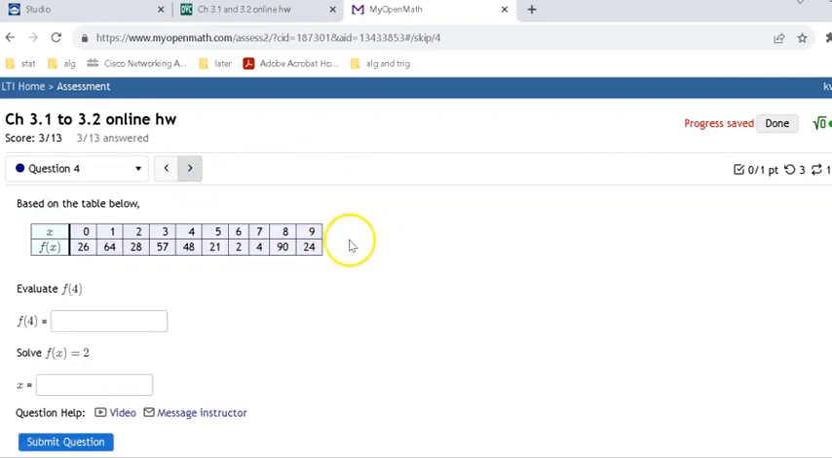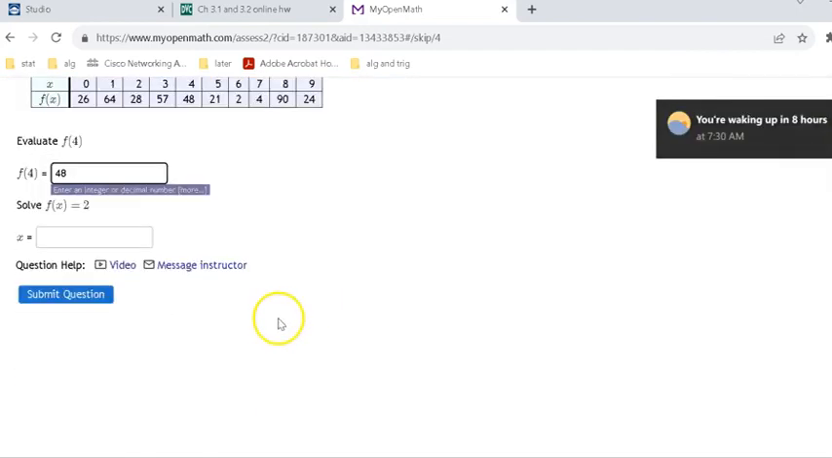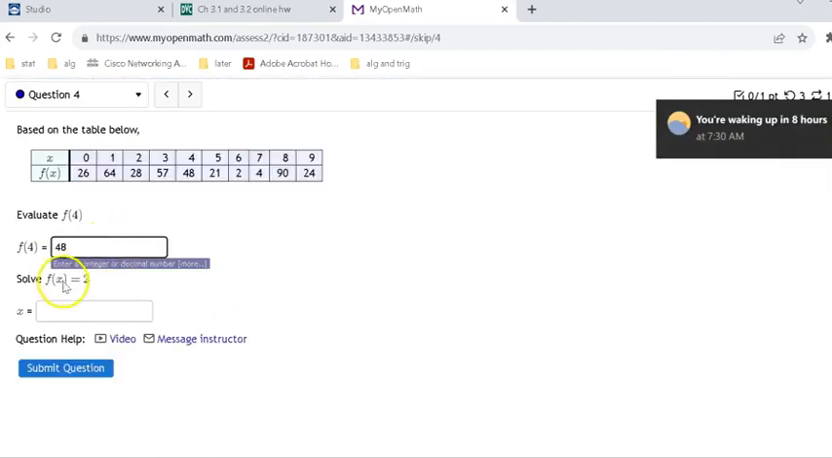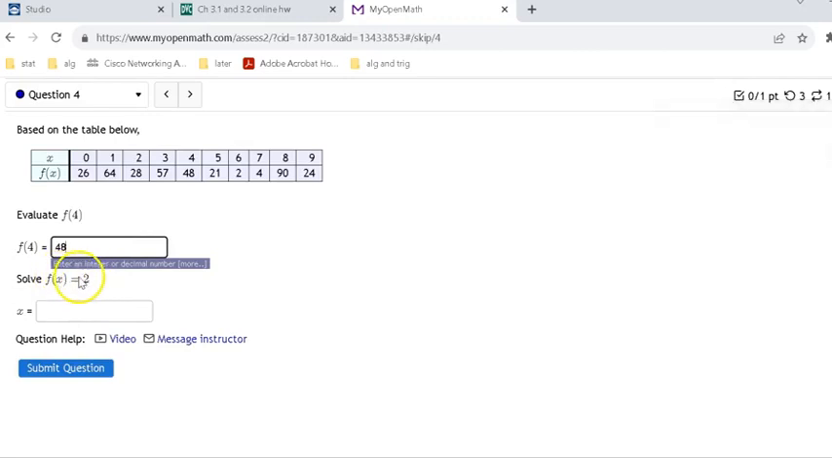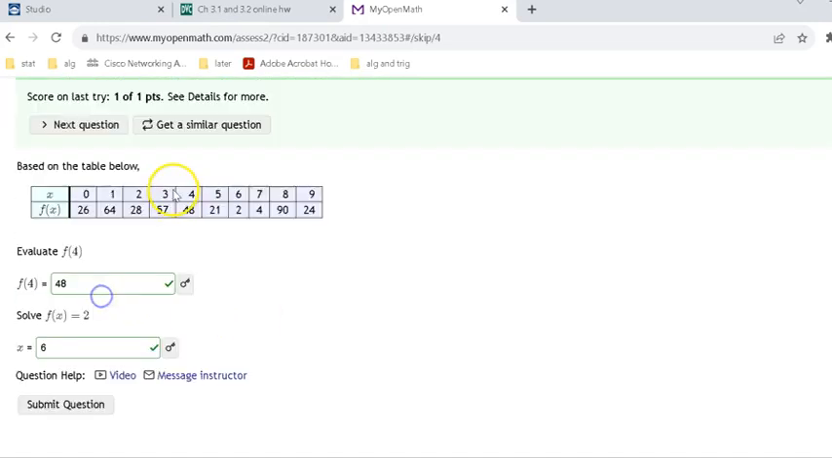Okay, so now this is reading f of 4 from a table. X is input 4, output is 48. So you read off the table what x is, the corresponding y value. So solve f of x equal to 2. That means I have y, I want x. Look at when y is 2, x is 6. Right? When y is 2, x is 6.